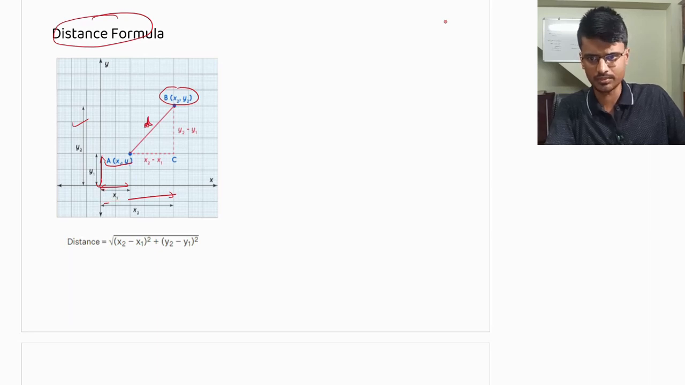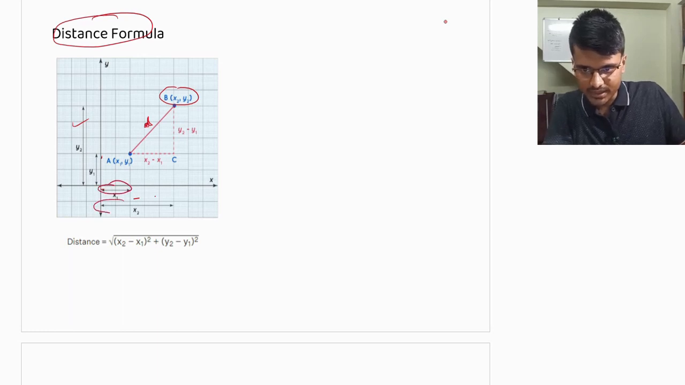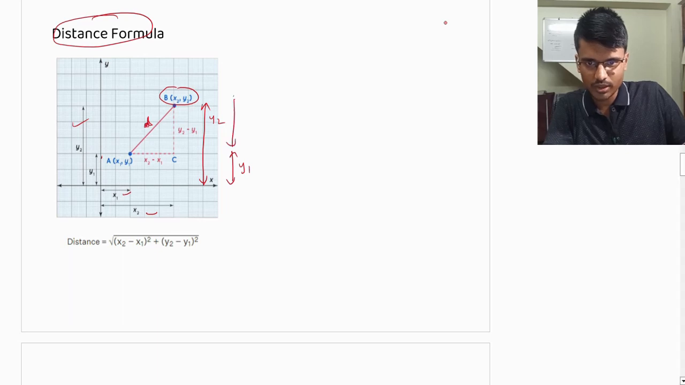It is very easy. I'll tell you what they are doing. We know this is x1 and this is x2. Then what is my AC? AC is nothing but x2 minus x1. And similarly, what is my BC? It is nothing but y2 minus y1. This is y2 and this is y1. So this distance is y2 minus y1. Okay, so we have got AC and BC.